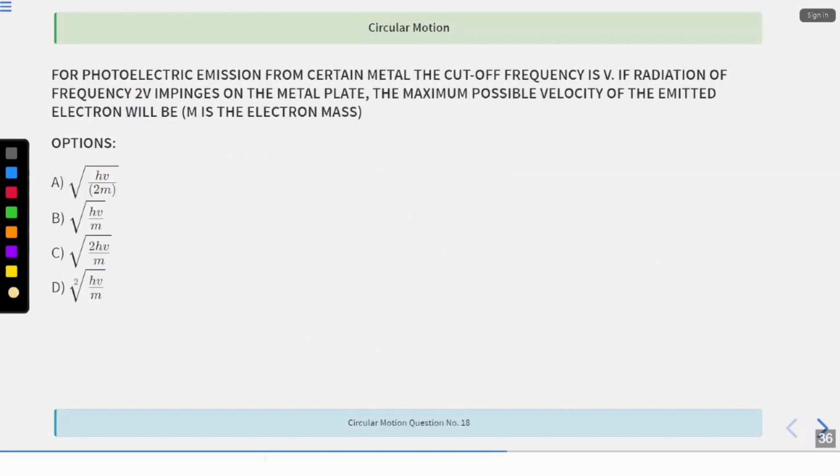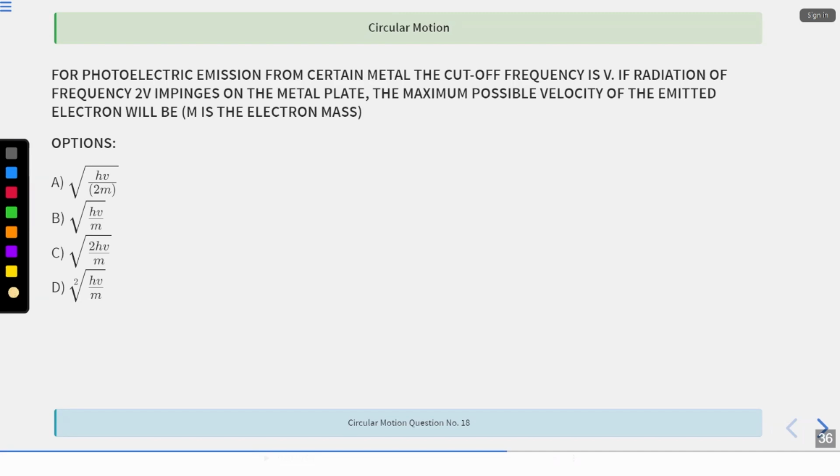Okay, moving on to the next question. For photoelectric emission from certain metal, the cutoff frequency is V. If radiation of frequency 2V impinges on the metal plate, the maximum possible velocity of the emitted electron will be, m is the mass of the electron.